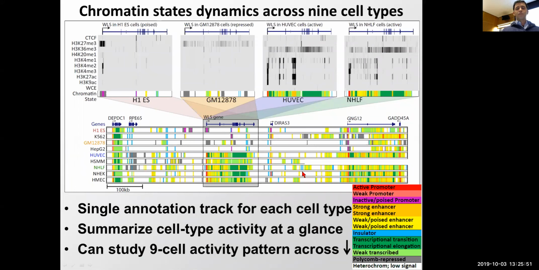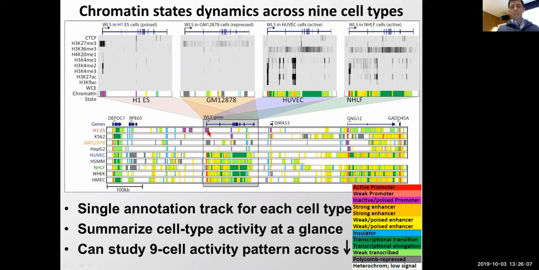And that basically is very powerful because now, instead of having 9 tracks and 9 tracks and 9 tracks and 9 tracks in each of the 9 different cell types that you're trying to compare, you basically have a single annotation track for each cell type. And you can see at a glance what that tells you.